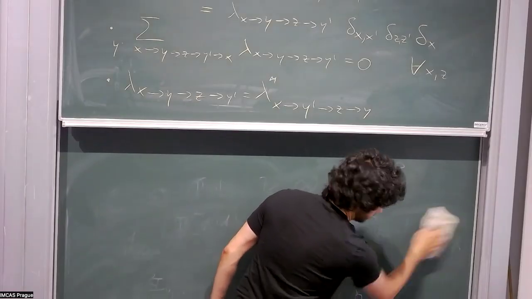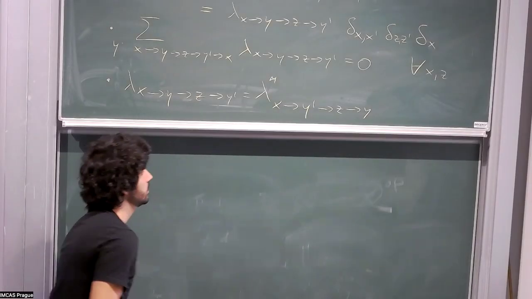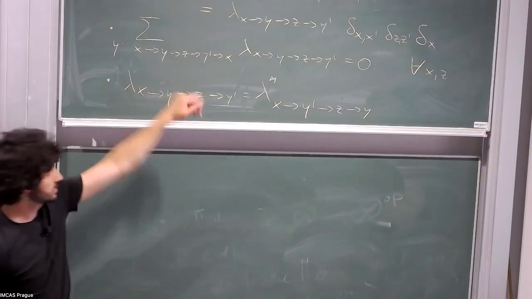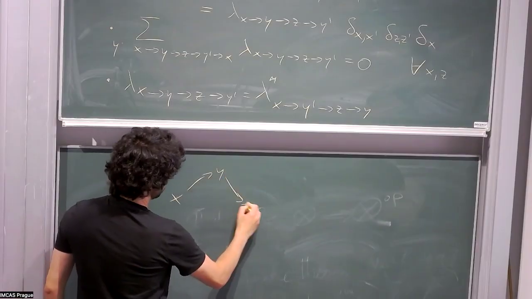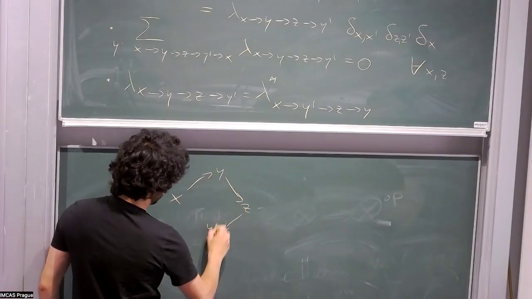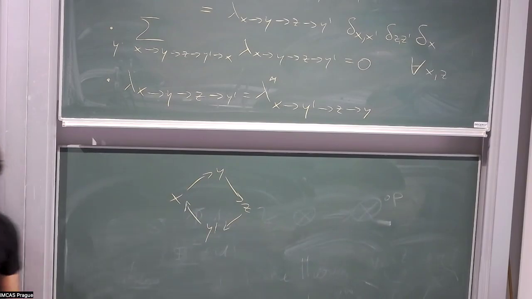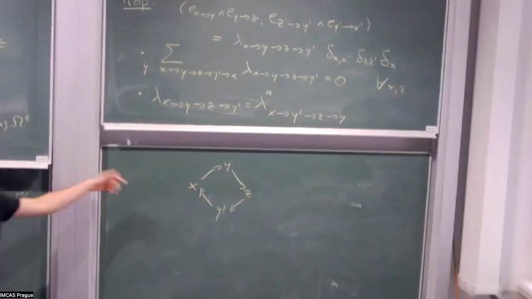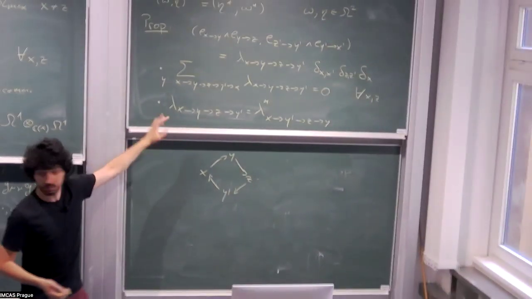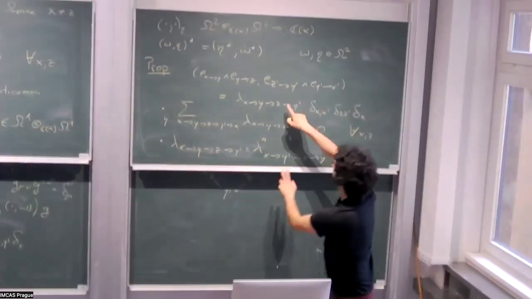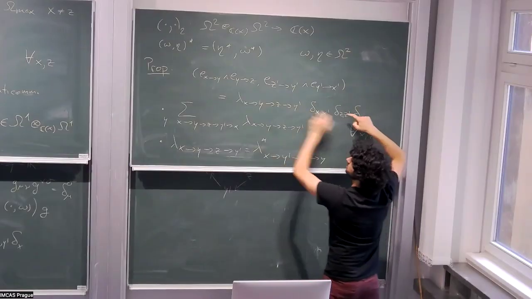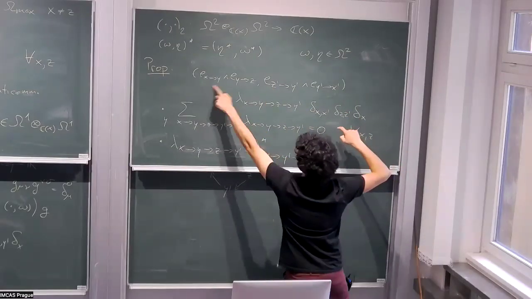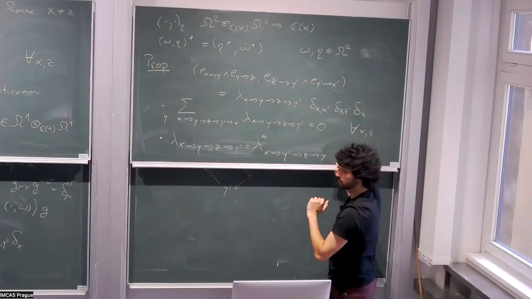So what this sort of map is doing on a graph is associating this weight, this lambda, to the loop x going to y, going to z, going to y prime, and going back to x, which makes sense. This is because here we have that x is the same as x prime, and z is the same as z prime, and then we have this path just going all the way.